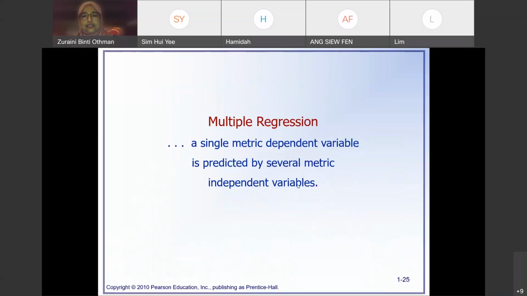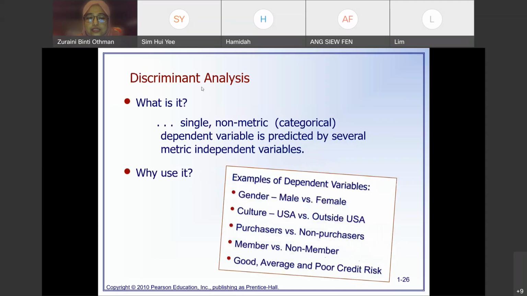Okay, and this is the explanation about multiple regression. What is multiple regression? This is quite an overview. It is where a single metric dependent variable is predicted by several metric independent variables. If we want to predict it by several metric independent variables, we use multiple regression.